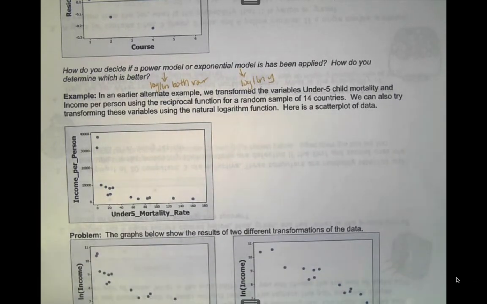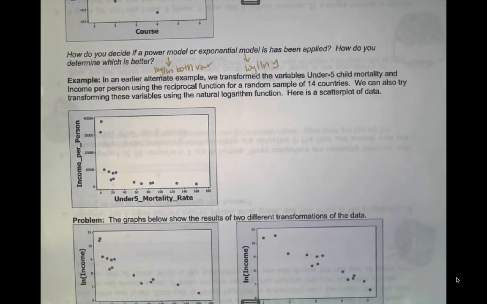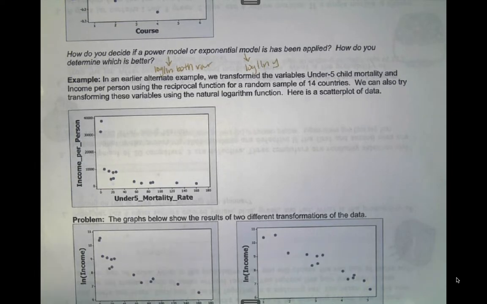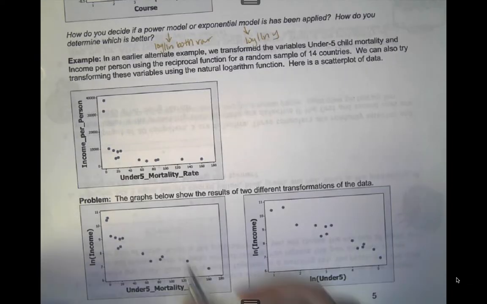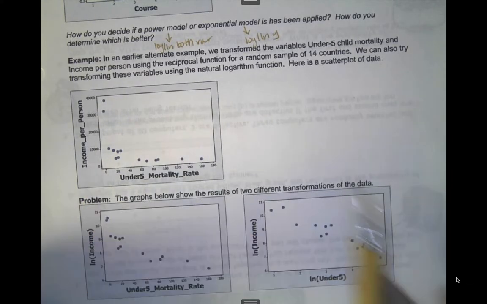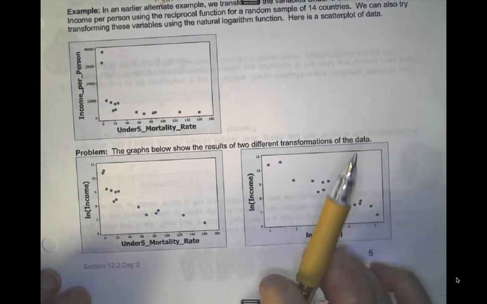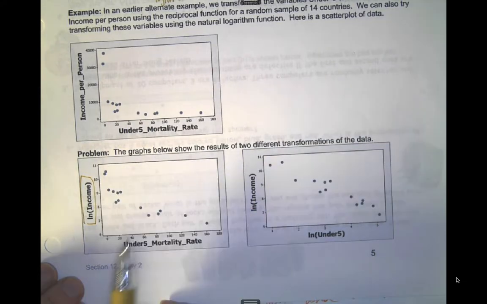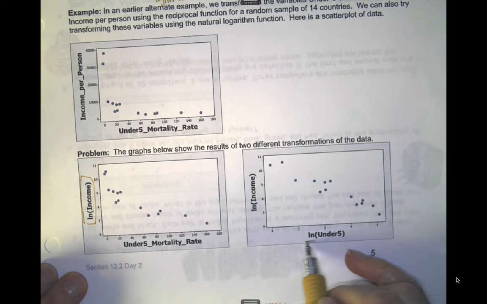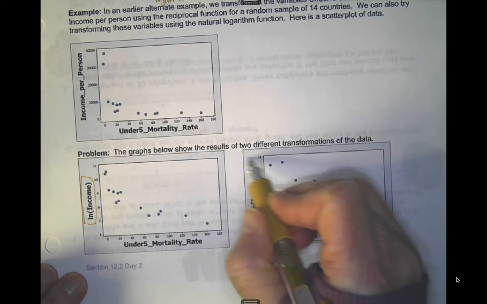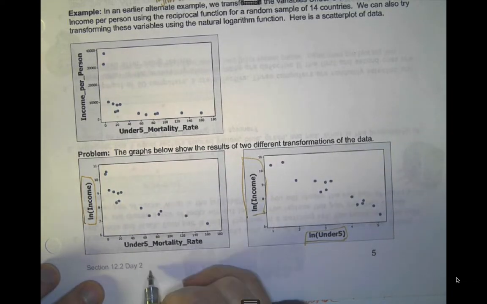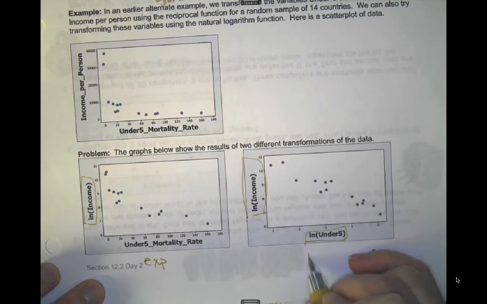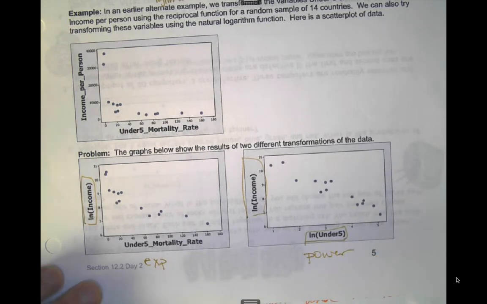So here's the original problem, and it's just another way to look at it. If you notice here, the original problem is the under 5 mortality and the income per person. And then here we have the under 5 mortality and the natural log of the y variable. Here we have the natural log of the x and the natural log of the y. So this one is doing the exponential model. This one is doing the power because they've done both.